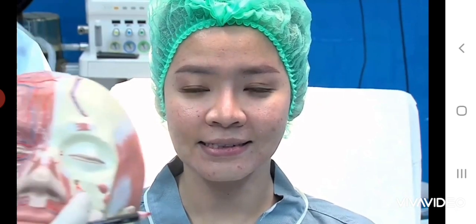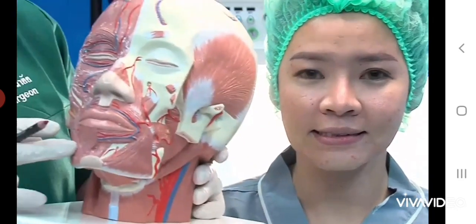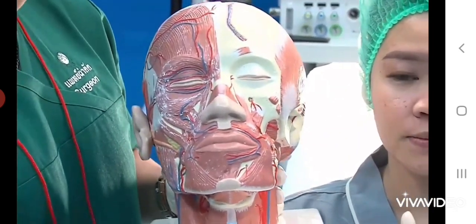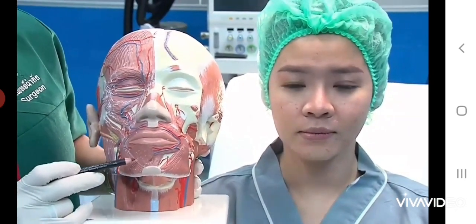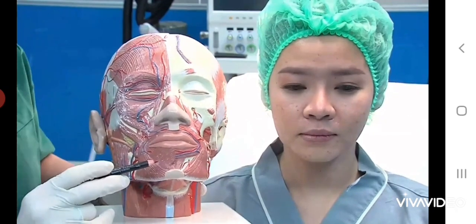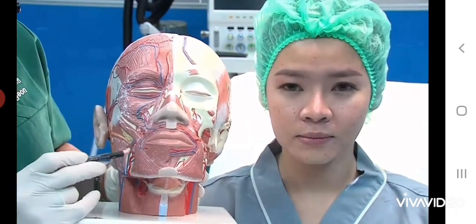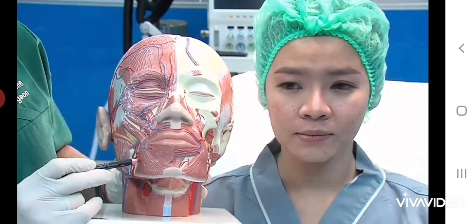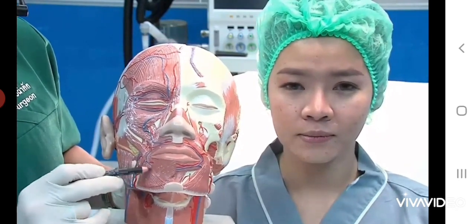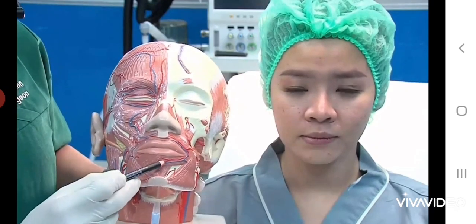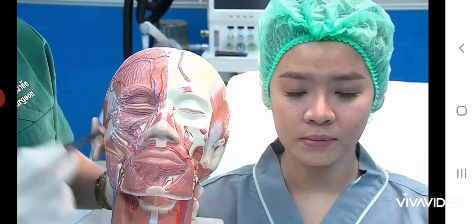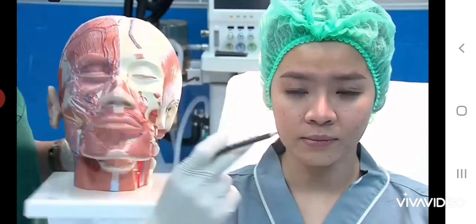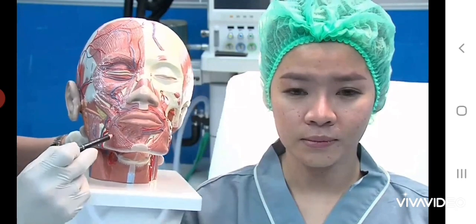What happened to this patient? The depressor muscle. The depressor muscle is composed of two major muscles. That is DAO, depressor anguli oris, and DLI, depressor labii inferioris. And think about what happened to this patient. Which muscle? This one, DAO or DLI?